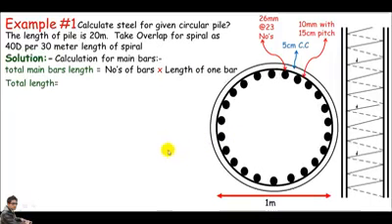So the total main bar length will be the number of bars times the length of one bar. Just count these black dots, alright. These represent the main bars, and they are 23. You can clearly see over here, the count is 23 numbers. So I'll just put 23 over here, times the length of one bar.